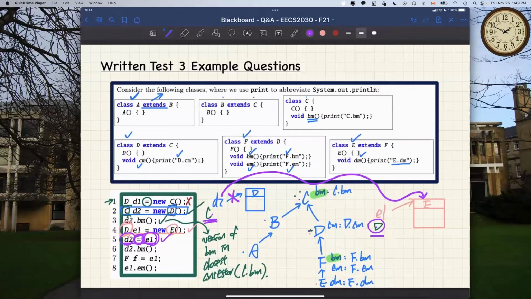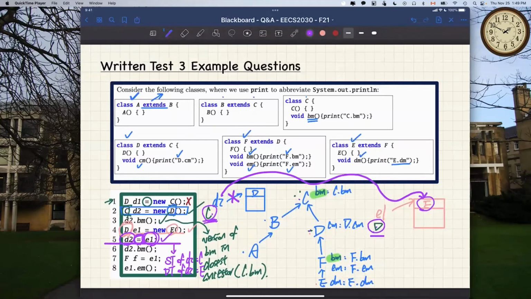One thing to note, and I think that's also part of the question: after this, the static type of D2 should remain the same. It's always C, always. But the dynamic type of D2, since it's now pointing to this object here, should be E. Remember, static type never changes, but dynamic type can change as often as you like.